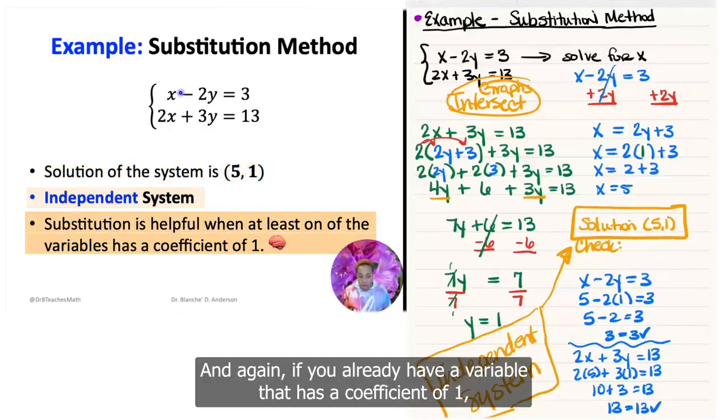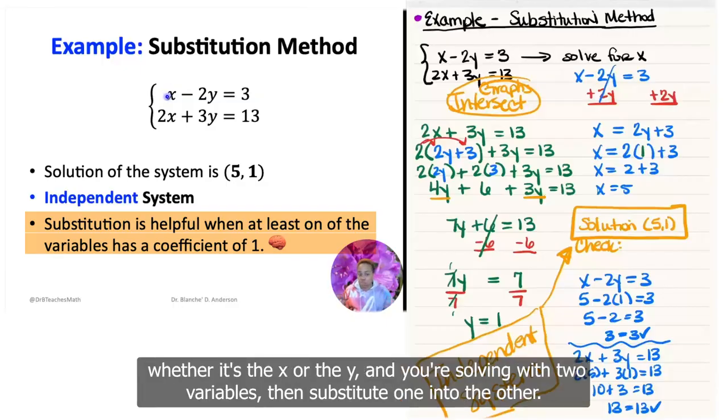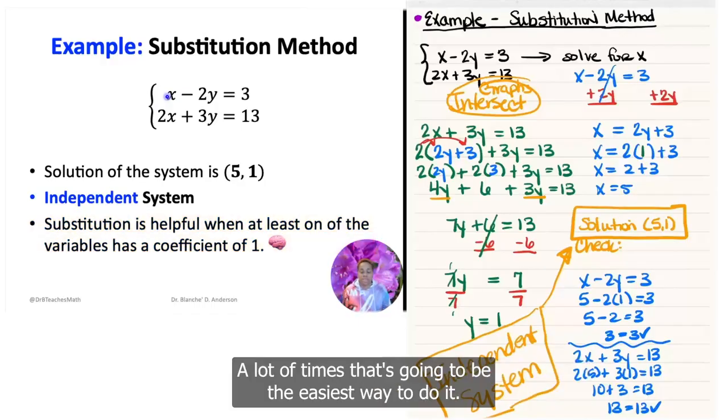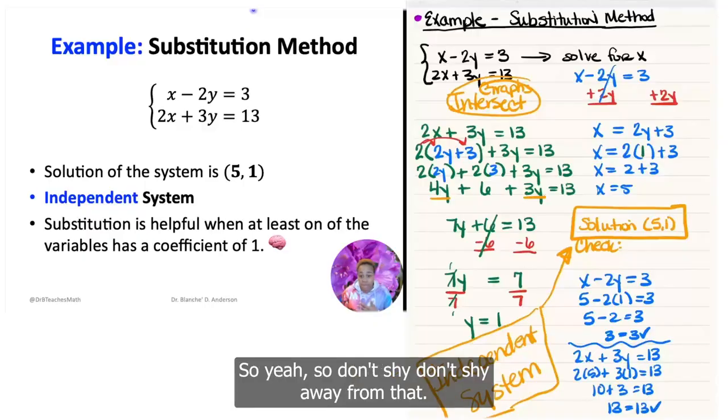And again, if you already have a variable that has a coefficient of 1, whether it's the x or the y, and you're solving with two variables, then substitute one into the other. A lot of times that's going to be the easiest way to do it. So don't shy away from that. Okay?